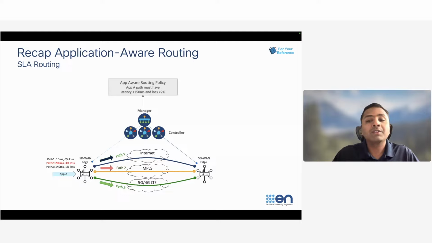So gone are the days of doing routing based on just the IP packets' destination IP. Those are not going to exist in today's world. Application aware routing provides this capability, and this is what we call SLA based routing.